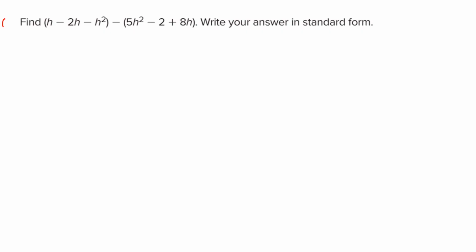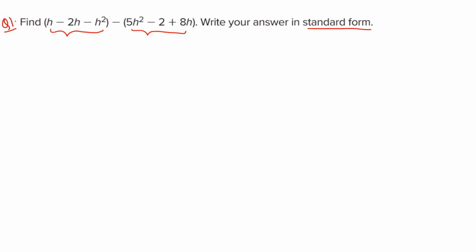This is from the first lesson in which you have learned two basic operations for the polynomials. The first operation that you have studied is addition and the second is subtraction. Now basically this question that you see here is on subtraction. As you can see, we have two trinomials that we are trying to subtract, and then you also have to give your final answer in standard form.